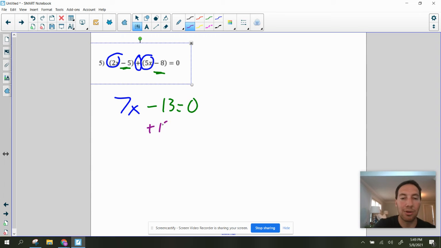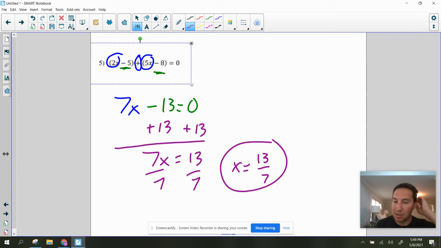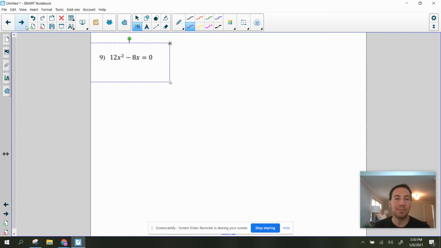We're going to add 13. 7x equals 13, divide by 7, divide by 7. And it turns out this was not a ZPP problem. It only has one answer, just 13 over 7. Those parentheses were just there to trick you. Sorry. All right. Number 9, good old-fashioned ZPP.